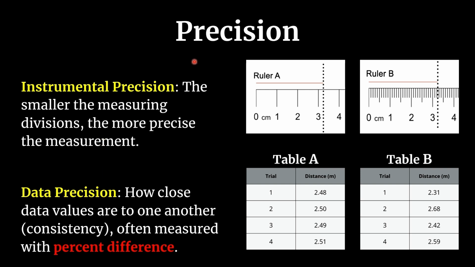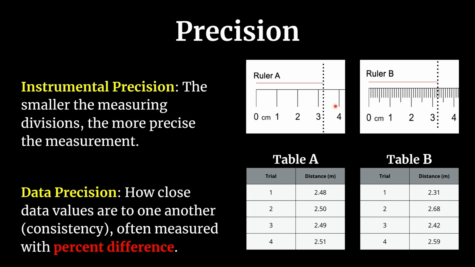It has two forms, the first of which is instrumental precision. Essentially, it describes how precise a measuring tool that you are using is, where the smaller the measuring divisions, the more precise the measurement. We can see here on the right that ruler B is more precise than ruler A due to how it has smaller measuring divisions. And in line with what we have learned in lesson 1.1, it can record measurements to an additional significant digit than that of ruler A.